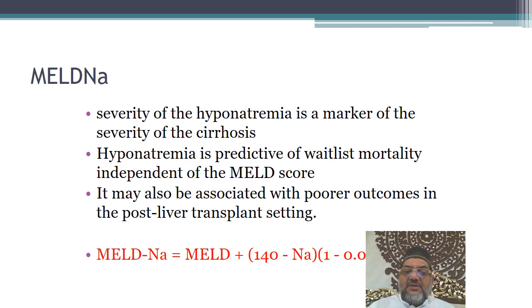Hyponatremia is a marker of severity of cirrhosis. So in some cases, it has also been incorporated in the MELD, and hyponatremia is predictive of wait list mortality, more independent of the MELD score. So it shows a poorer outcome in those patients who are going to have a liver transplant.